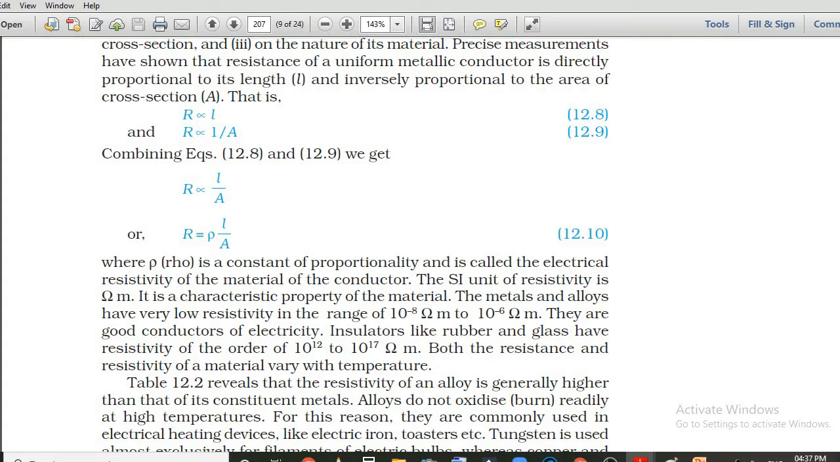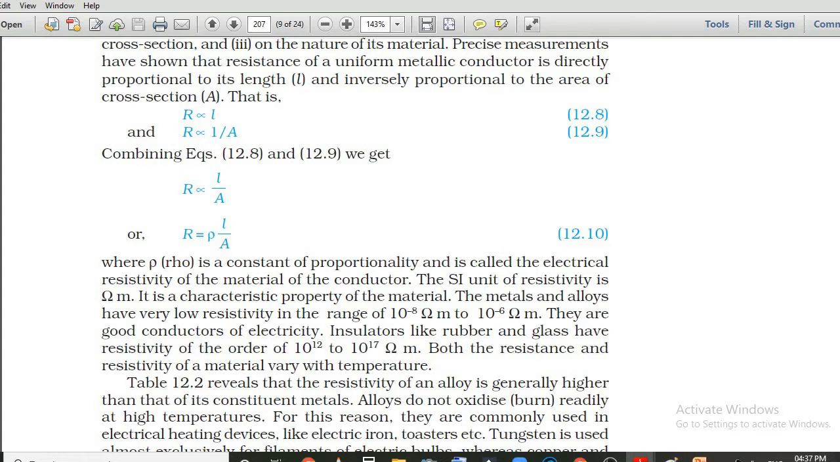Then in that equation, if length is 1 meter and area of cross section is 1 meter square, then R is equal to rho into 1 by 1. Then R is equal to rho. R means resistance, that is equal to resistivity. When L and A are 1 meter length and 1 meter square area, therefore we may say resistivity is the resistance itself, if length and area of cross section are taken in unit value, unit means 1.